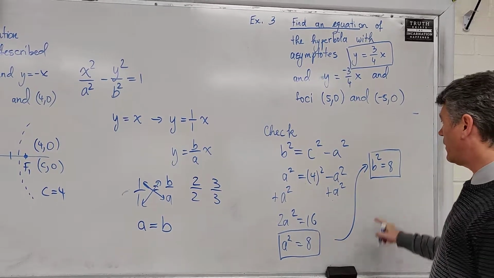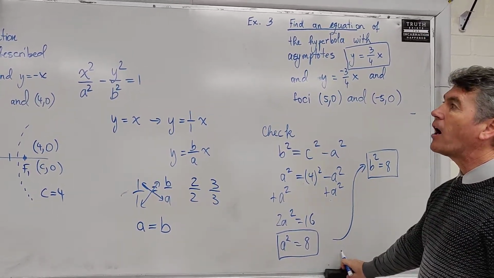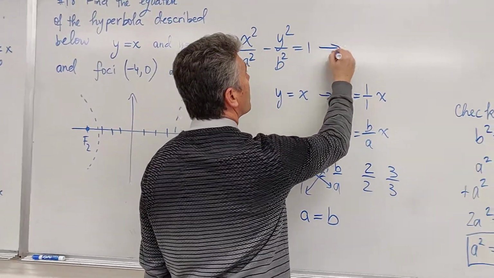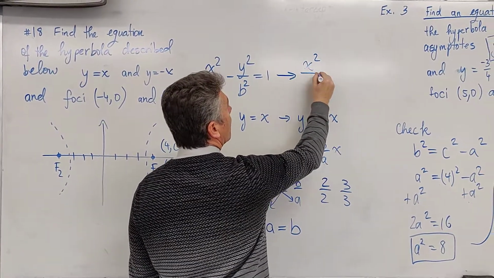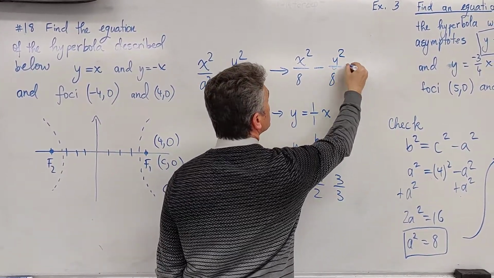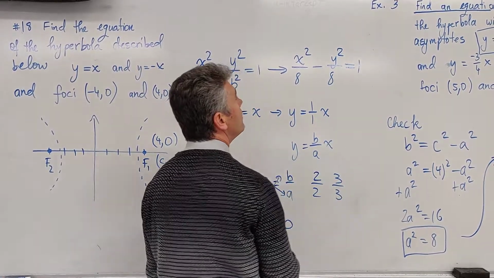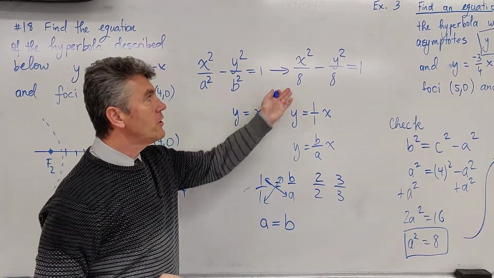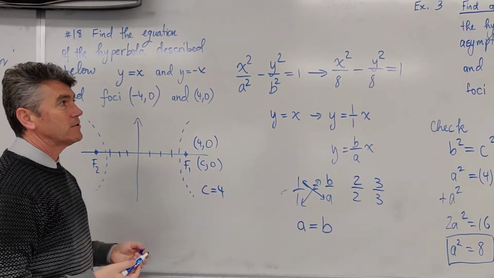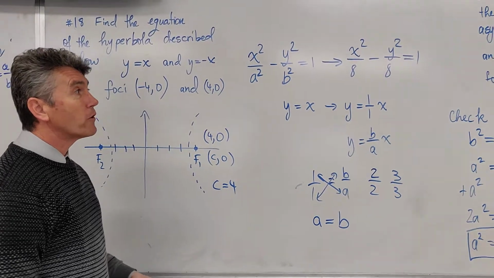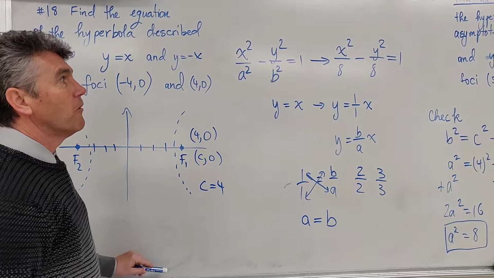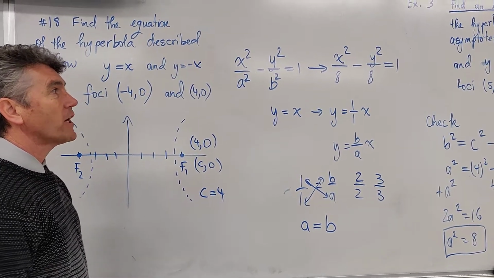We know our a squared, we know our b squared. We're now ready to write the equation of this hyperbola. x squared over 8 minus y squared over 8 is equal to 1. There's our final answer. Again, what were we asked to do? Write the equation. Did you accomplish that? Yes, you did. Don't do anything more. Don't find, don't graph it, don't do anything else that you're not asked to do.